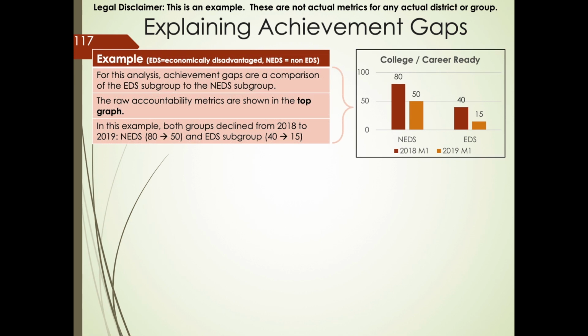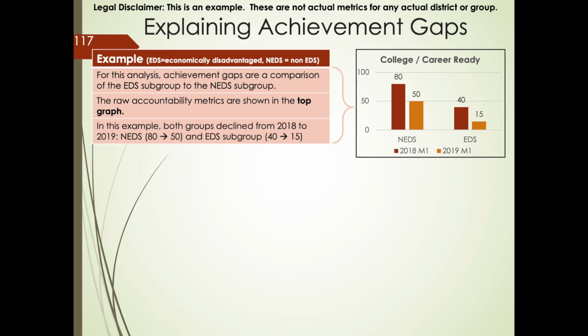So we're going to use a couple of graphs on each of the pages to walk through the achievement gaps. Let's use an example for the economically disadvantaged subgroup, which is EDS, and then another calculation for a subgroup called NEDS, which is non-EDS. So any student in the NEDS group would be considered not in the EDS group. So for this analysis, the achievement gaps are going to be a comparison of the EDS subgroup to the NEDS subgroup. The raw accountability metrics are shown at the top graph.